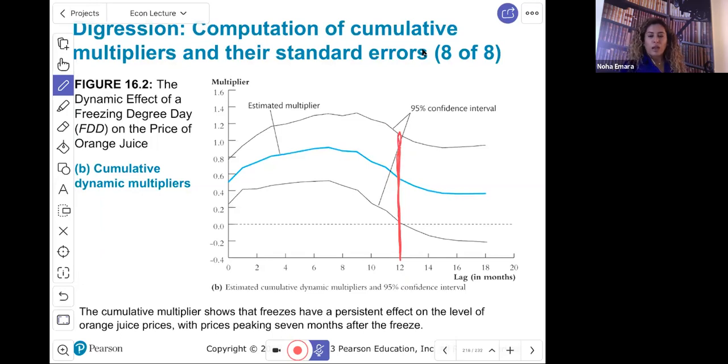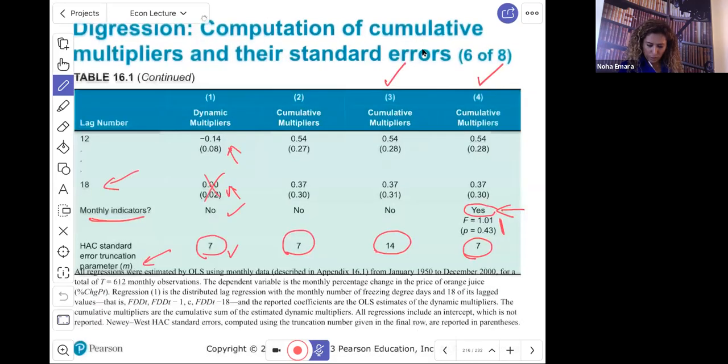So anything after the 12th month in terms of a cumulative effect is insignificant because the zero is included in the confidence interval. So I can say it's indifferent from zero. Anything before the 12 months is significant. In other words, the cumulative effect of the freezing degree days is statistically significant up to 1 year. That's it, right? More than a year is insignificant. 12 months is the year. Next. So just by looking at the second column, you can say up to here, anything after that is insignificant.